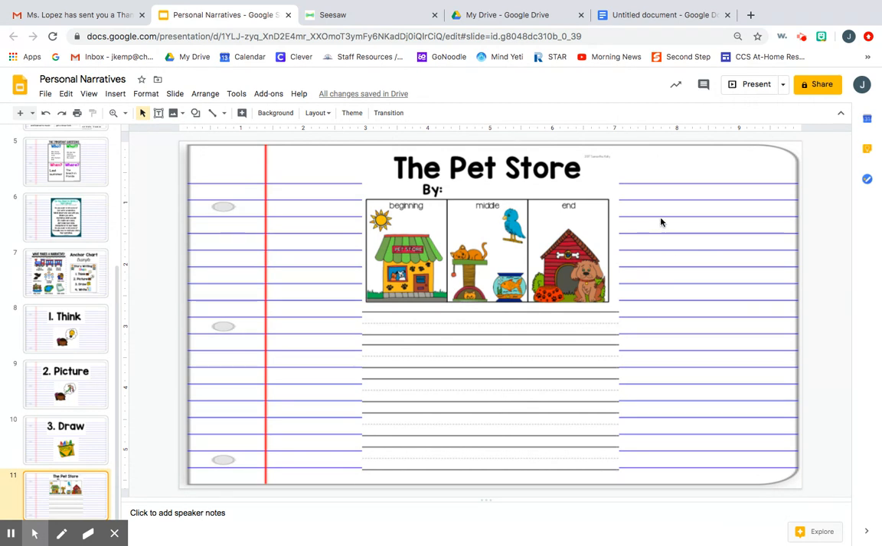Today, when you go on to Seesaw, you are going to use these first 3 steps to begin to plan out to write a narrative. Tomorrow, you are going to do the writing part. Today, you are just doing the first 3 steps, which is thinking of your idea, picturing it in your head, and kind of getting it organized, and then drawing what happened at the beginning, middle, and end.